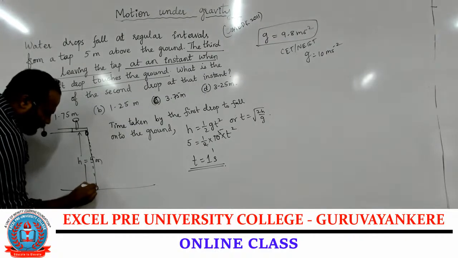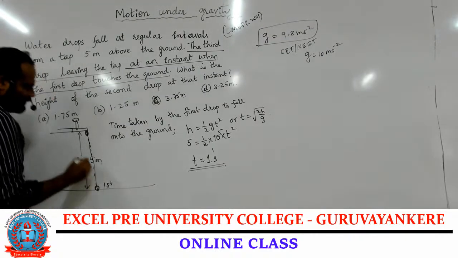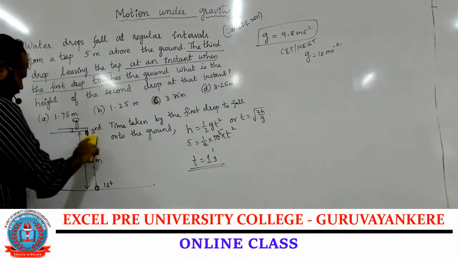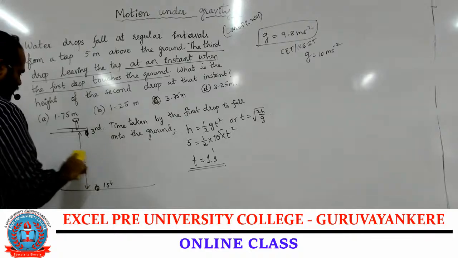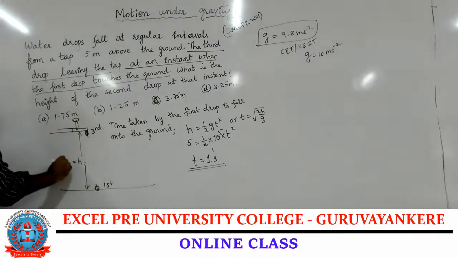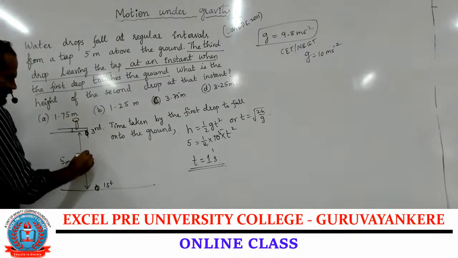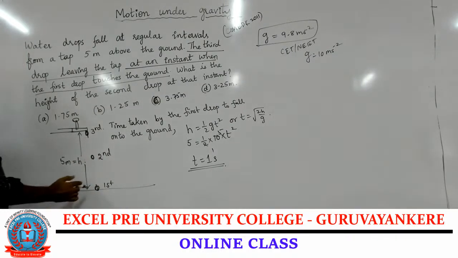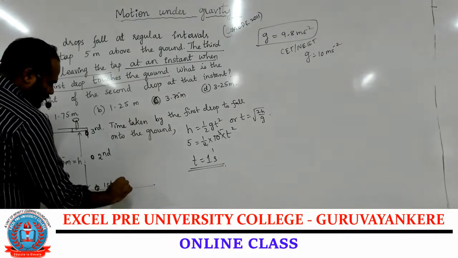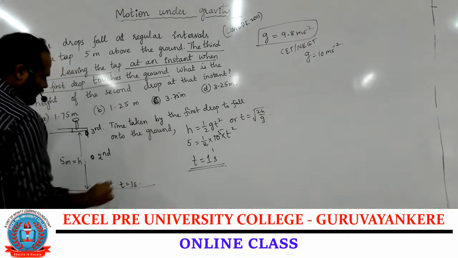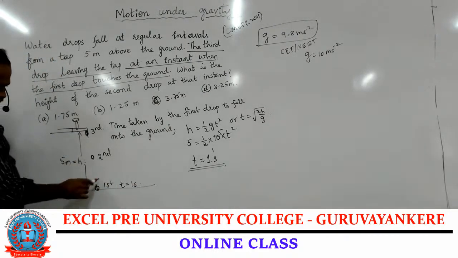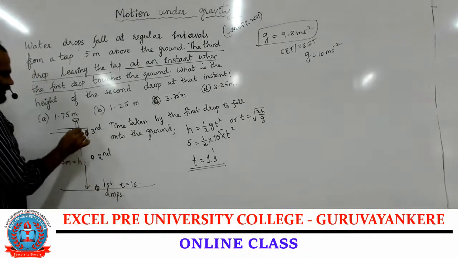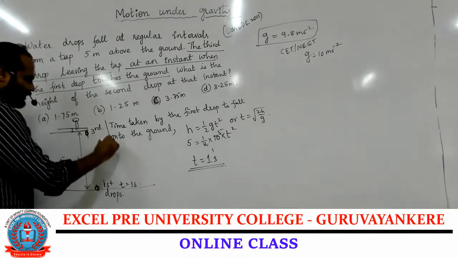Then what he says, the third drop leaving the tap at an instant, the first drop touches the ground. So the first drop is here, this is the third drop. And second drop should be somewhere here. So first drop, t is equal to 1 second it has traveled. Correct? Third drop has not at all traveled.